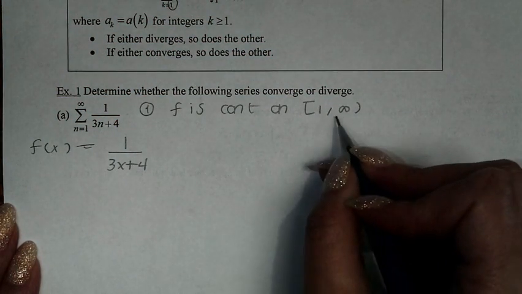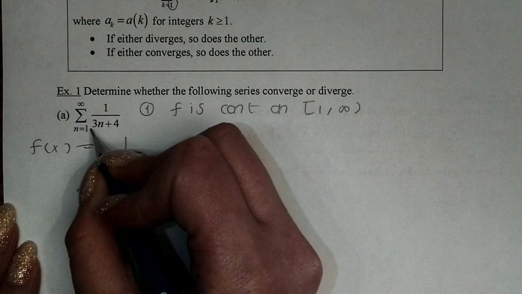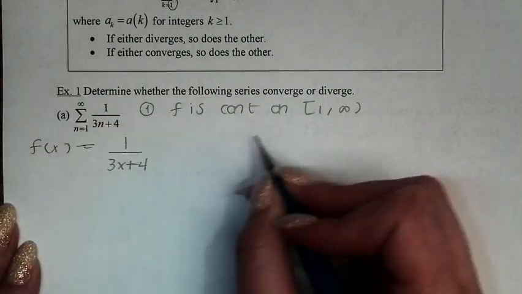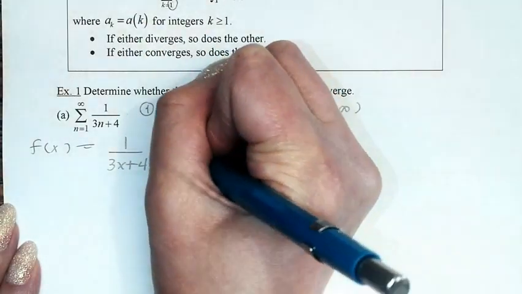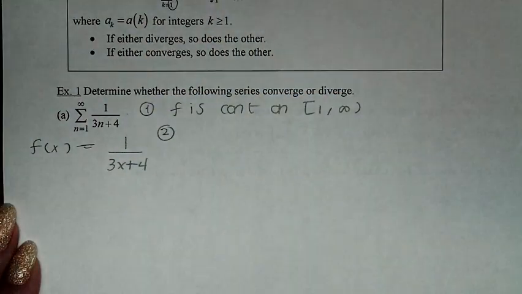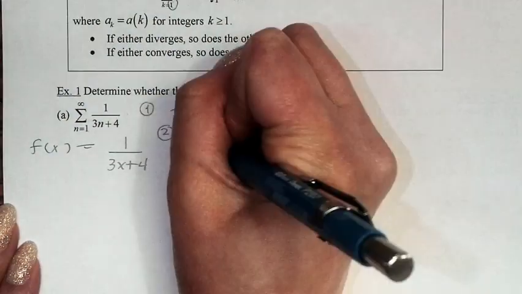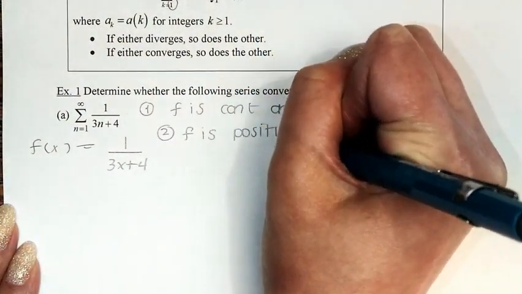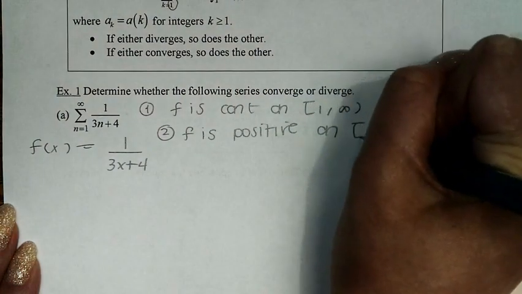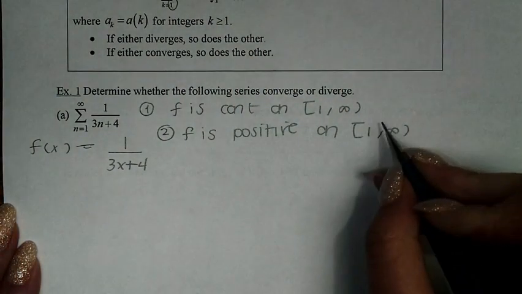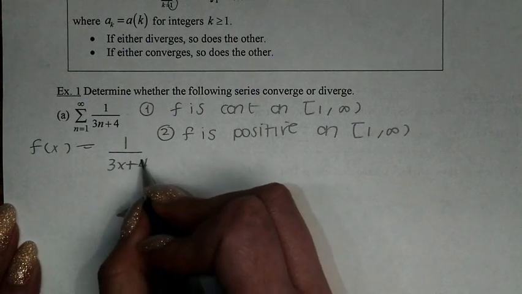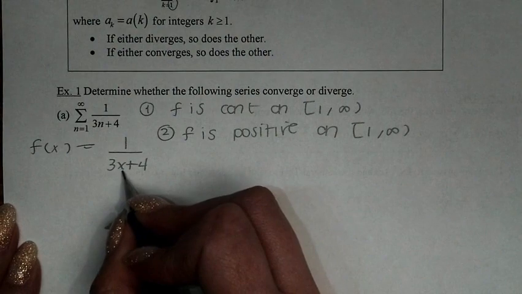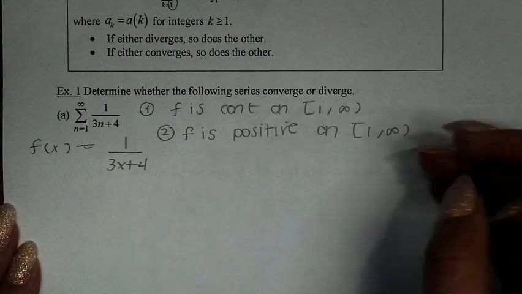Why are we analyzing this domain? Because that's pretty much what you're analyzing on the series, from 1 to infinity. That's why. Okay, so condition number 2 is, is f positive on the interval? f is positive, okay, on your interval 1 to infinity. Why? Well, plug in some random numbers. If you plug in 2, this is positive. Positive divided by a positive, you have a positive. If you plug in a million here, what happens? You still have a positive number.